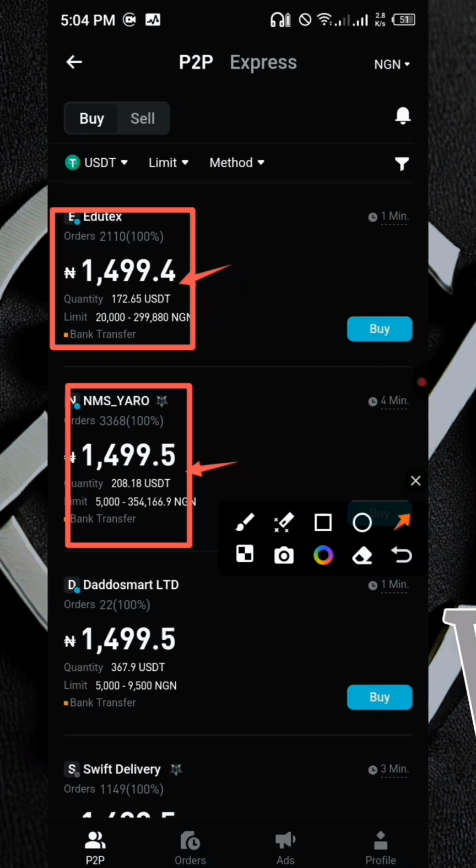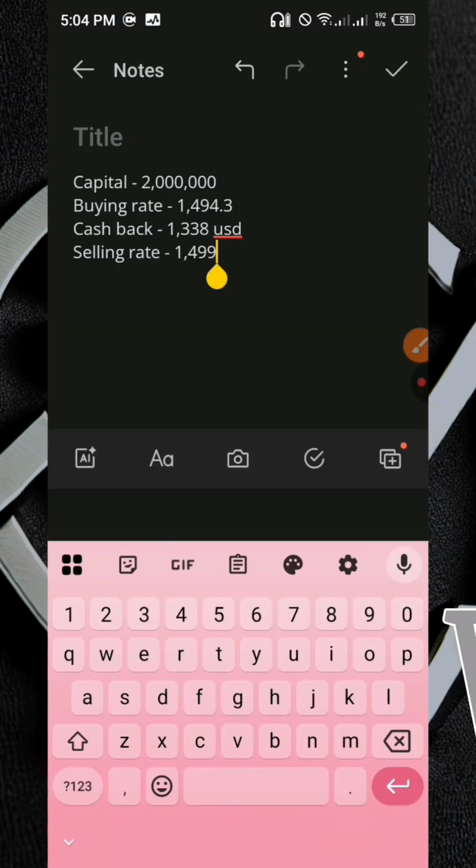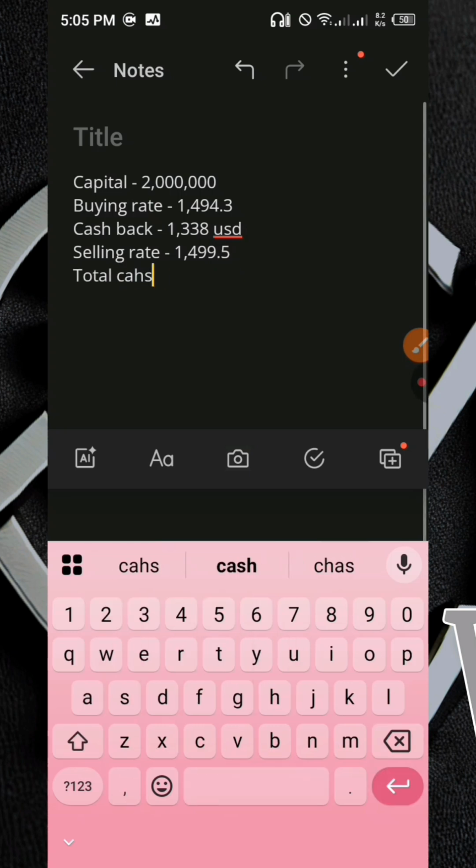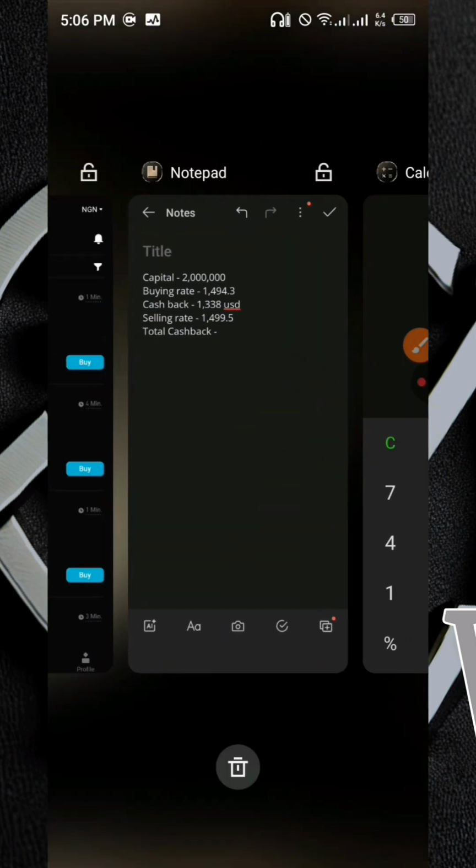So you are going to set your own price to a price that is going to be profitable for you. Say you should set your price at a rate of 1499.5. So if we write that over here, let's calculate how much will be your profit to be sure that this process will be profitable for you.